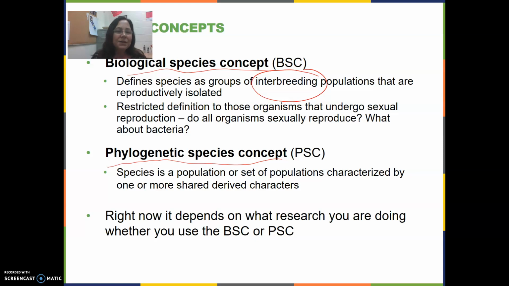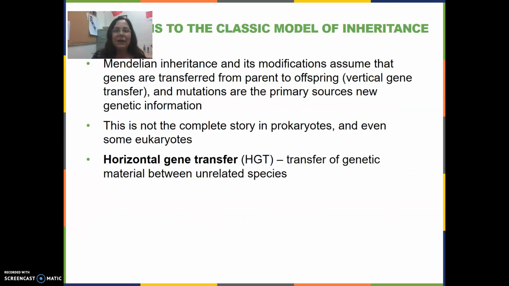The problem with the biological species concept is that it restricts the definition to those organisms that undergo sexual reproduction. But what about bacteria that don't? They just divide in half. They basically clone themselves. So the phylogenetic species concept works for all organisms, and which concept you use depends on what area of research you're doing.